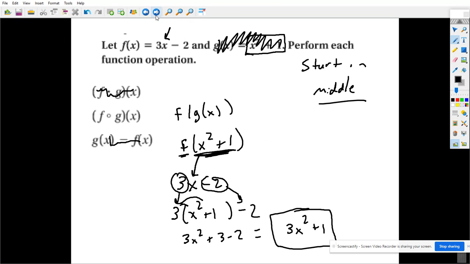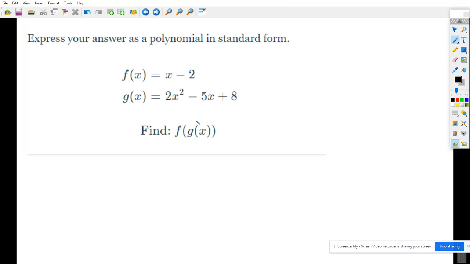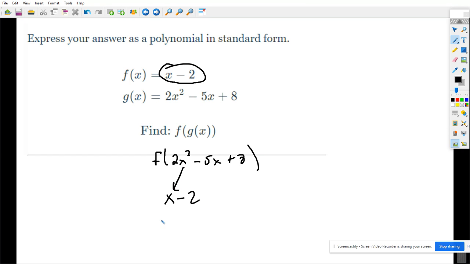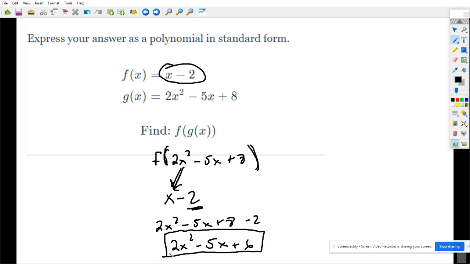Okay. So same thing here. We're going to start in the middle. This is straight from Desmos, so you're having a few problems like this: f of 2x squared minus 5x plus 8. Now I'm dealing with f, which is x minus 2. Well, what am I going to plug in to this x? I'm going to take this entire thing in parentheses, 2x squared minus 5x plus 8, and finish the problem putting a minus 2. All I did was take what was in parentheses here and plug it in for that x. And now I combine like terms, 2x squared minus 5x plus 6. And this is the new composed function when I compose f of g of x.